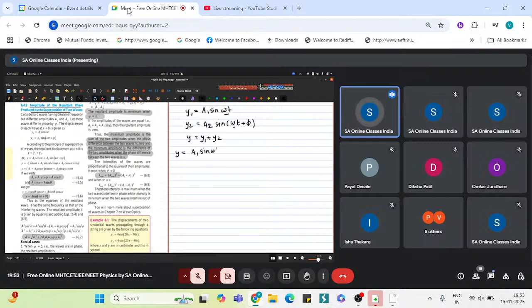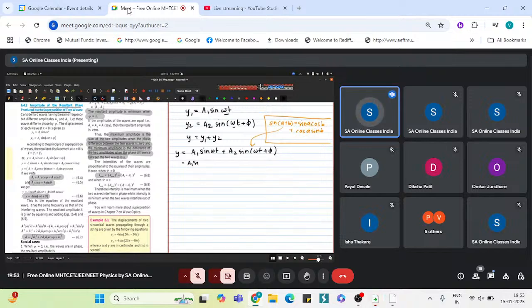So y1 is A1 sin omega t, and y2 is A2 sin(omega t plus phi). If you remember, in one of the earlier classes we used this trigonometric identity: sin(A plus B) is equal to sin A cos B plus cos A sin B. So we are going to open this sin(omega t plus phi) in that same manner.